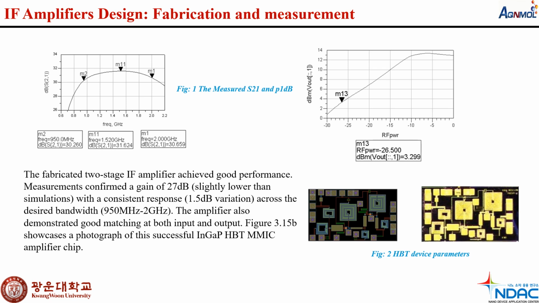to 2 gigahertz. So we can see in figure number 1 the measured S21, and figure number 2 is showing the P1dB. After that, the amplifier also demonstrated good matching at the band input and output. In figure number 2, we can see here the HBT device, and it is a photograph showcasing this successful indium gallium phosphide HBT MMIC amplifier chip.